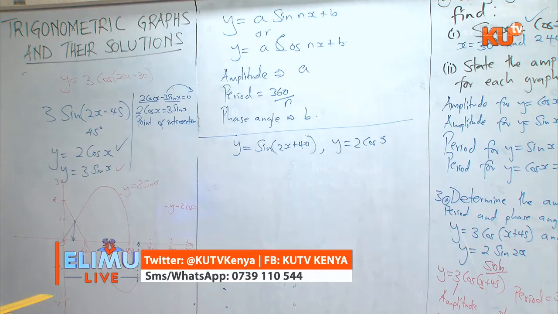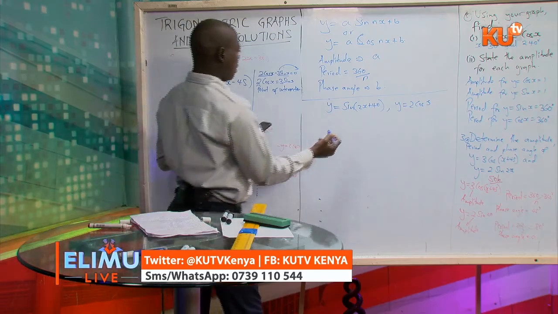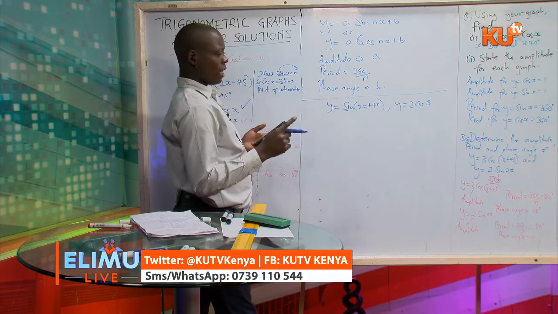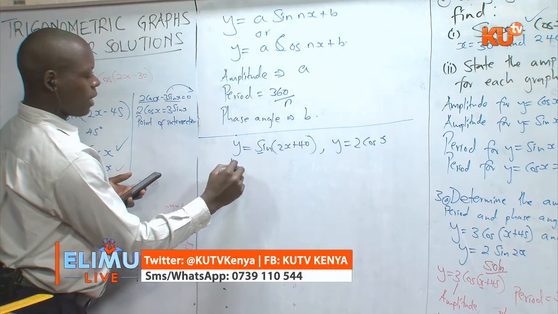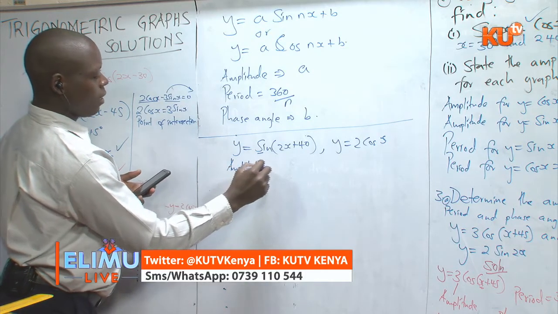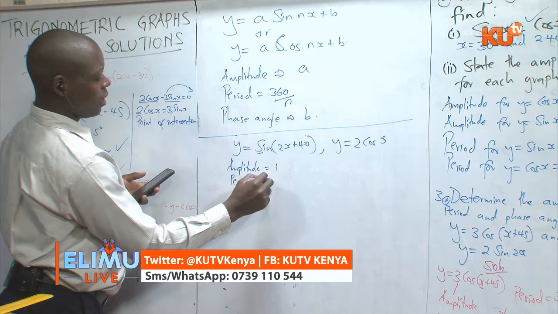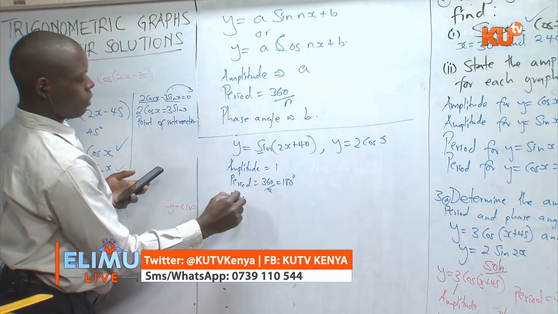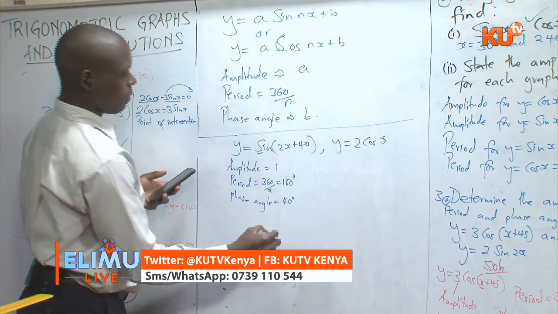You are supposed to identify the amplitude and the period of the two functions. Again, for this function, the coefficient of sine here is 1. So this is like saying 1 sine 2x plus 40. So the amplitude for this curve will be 1. The period of this curve will be 360 divided by 2, which is 180 degrees. And the phase angle is 40 degrees.